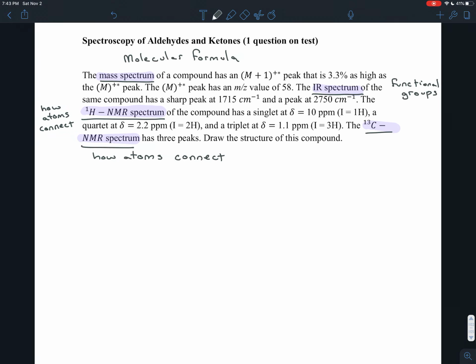Now, the first thing you want to do is to find the molecular formula. What atoms, what Legos do you have to work with? Only after you have that can you start to think about how those Legos are put together, either how the functional groups are put together or how the carbons themselves and hydrogens are put together.